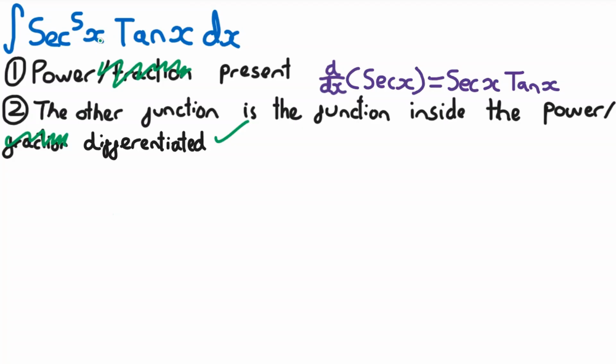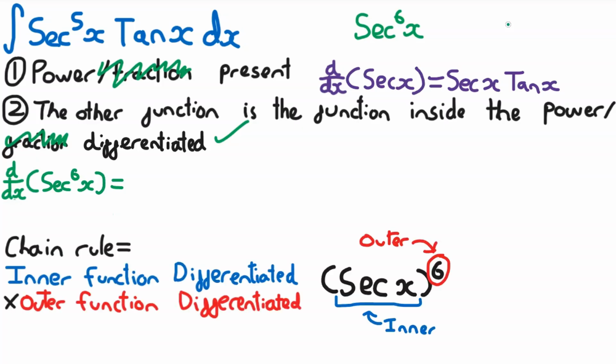So we have this sec x to the power of 5, so like we normally do, we're going to go one power up and consider sec x to the power of 6, and we're going to differentiate this sec x to the power of 6. So if we do this, we're going to have to use the chain rule, with the inner function being sec x and the outer function being this power of 6.